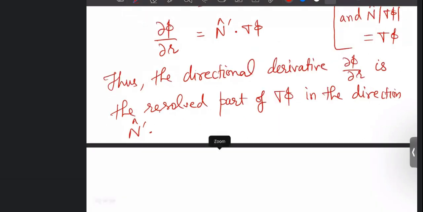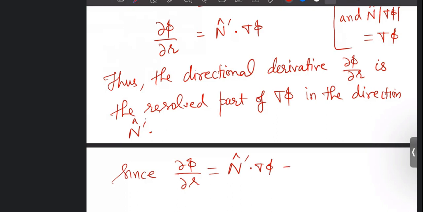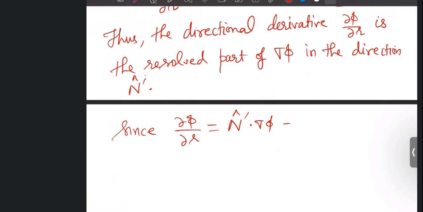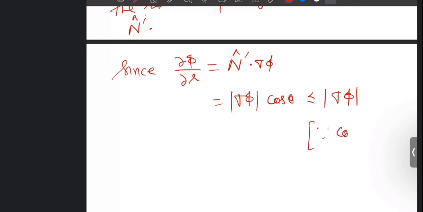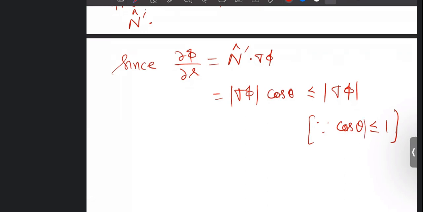Thus, the directional derivative, that is dφ/dr, is the resolved part of del phi in the direction of n. Applying the dot product of two vectors, because the magnitude of this n cap is 1, it is equal to this, which is always less than or equal to the magnitude of del phi, because cos of theta is always less than or equal to 1.